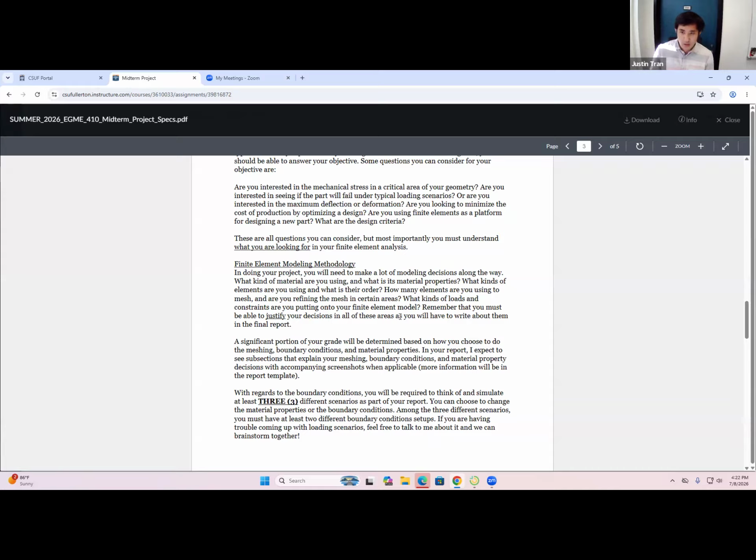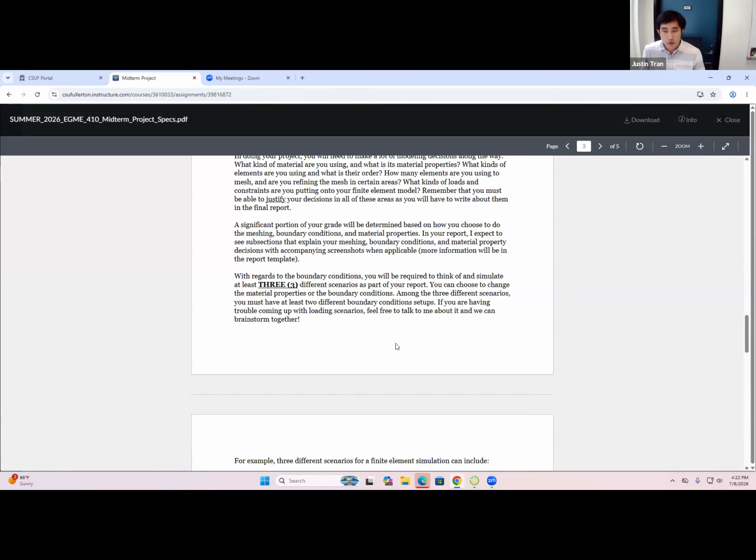With regards to the boundary conditions, I do have a bit more to say about that. Part of the requirements for your midterm project is to simulate 3 different scenarios. So you're not just going to simulate one combination of boundary conditions. You have to come up with 3 different situations or scenarios to simulate for your report.